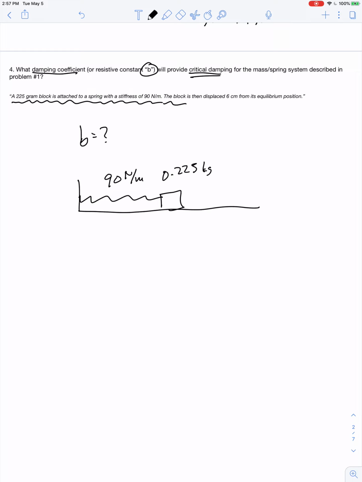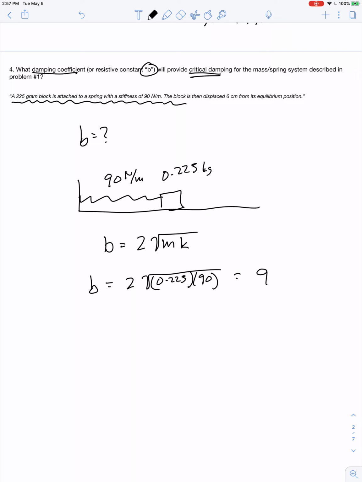If you were paying attention to the previous video lessons, you saw that the critical damping coefficient can be found by multiplying 2 times the square root of the product of mass and spring stiffness. So this is a very straightforward plug and chug problem. 2 times the square root of 0.225 times 90. And this gives us a B value of 9.